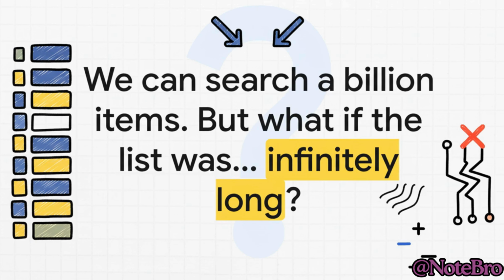But I want to leave you with a real head-scratcher. What if the list didn't have an end? What if it was sorted and went on forever? Could you still use this divide and conquer idea to find what you're looking for? Now that is something to chew on.